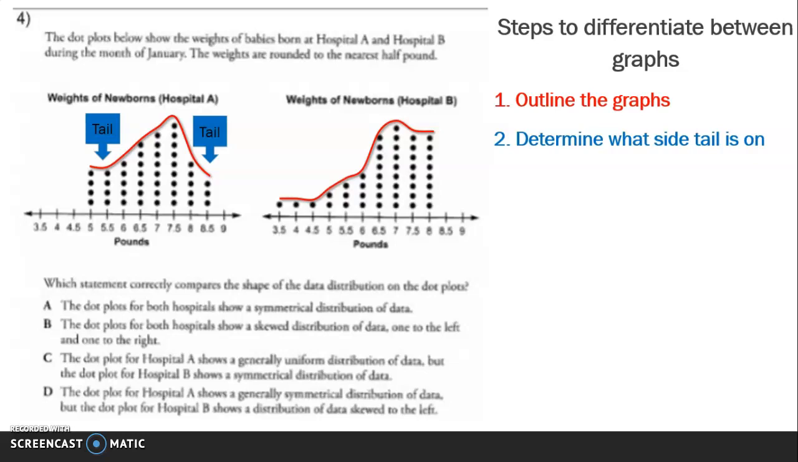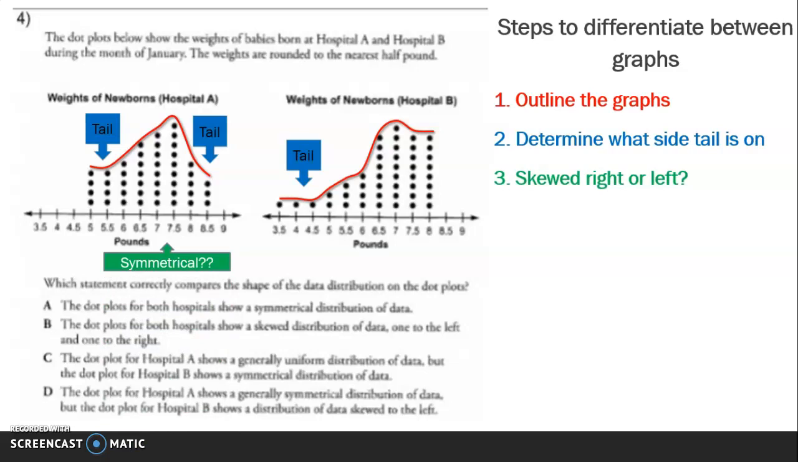Graph B, on the other hand, if you notice, it begins at a low point, reaches an apex, but it stays kind of high. So graph B would actually have a tail just on the left. Given that it's a tail on the left, we can already assume what this graph will be called. So the next question is, is it skewed right or left?